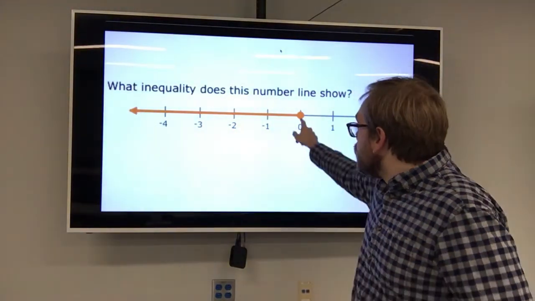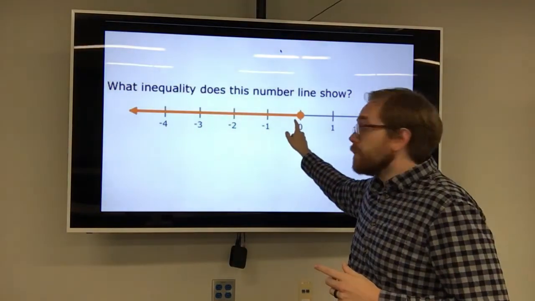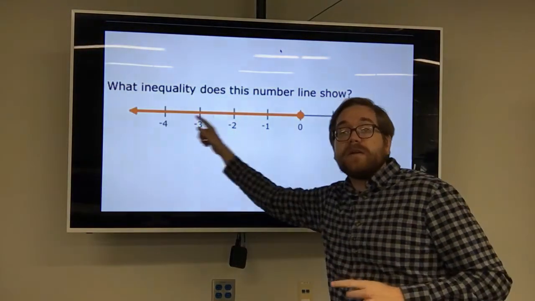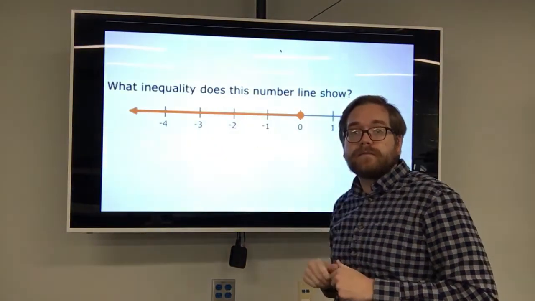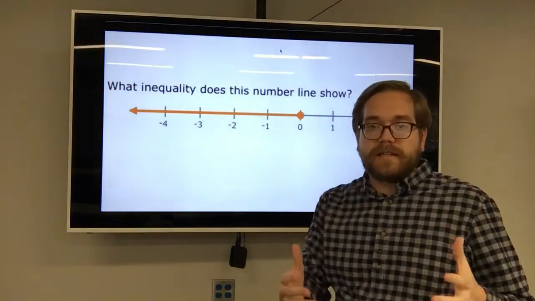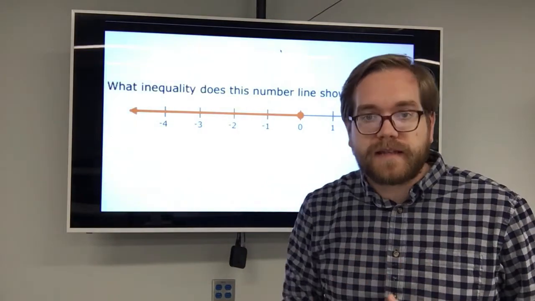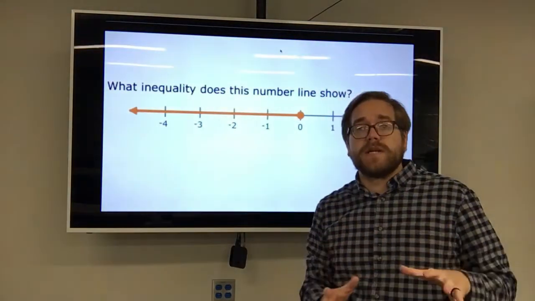We need to know, what does this circle mean? What does this arrow indicate? How do we read this number line? And how do we actually write the inequality? So let's break that down. Let's start with the number line.